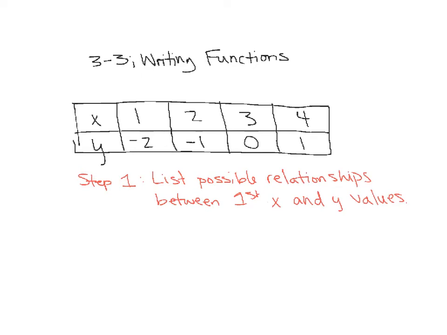Alright, so we have 1 minus 3, because the difference from 1 to negative 3, you would have to subtract 3, right? So that equals negative 2. Or we could also get from 1 to negative 2 by multiplying by negative 2, and that also equals negative 2. Okay? So now we have to determine if one of these relationships will work for every single set of points. So that's step 2.